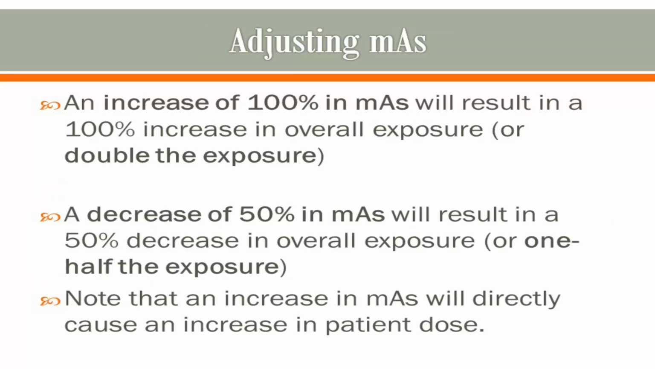Next, we will look at adjusting the mAs. If you were to increase the mAs by 100%, this will result in a 100% increase in the overall exposure, or double the exposure. A decrease of 50% in mAs will result in a 50% decrease in overall exposure, or 1/2 the exposure. So it's proportional. It is important for technologists to understand that as they increase the mAs, they are increasing the radiation dose to the patient. It is a proportional relationship in that when you are doubling the mAs, you have now doubled the amount of radiation the patient is receiving.